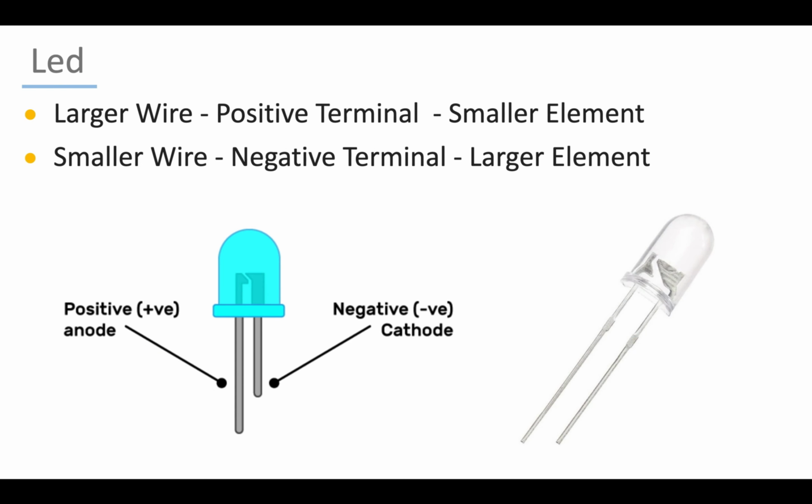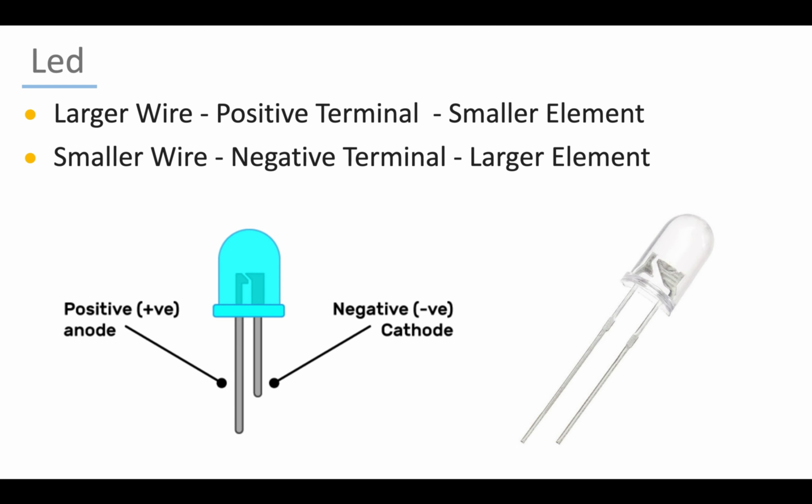Now after this, how can we find out these positive and negative terminals in the LED? We have just a small bulb on the top and these two wires. So how can we spot the positive and negative terminals? There are basically two methods for that. First, if you look closely, you will see that the lengths of these wires are not equal. One of these is larger and the other one is smaller. Here the larger one is the positive terminal, while the smaller one is the negative terminal. The negative terminal is also known as ground.